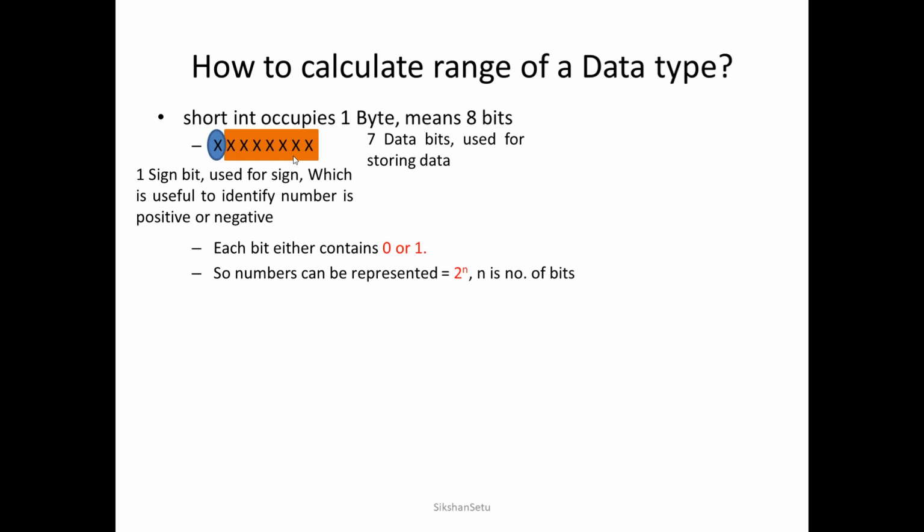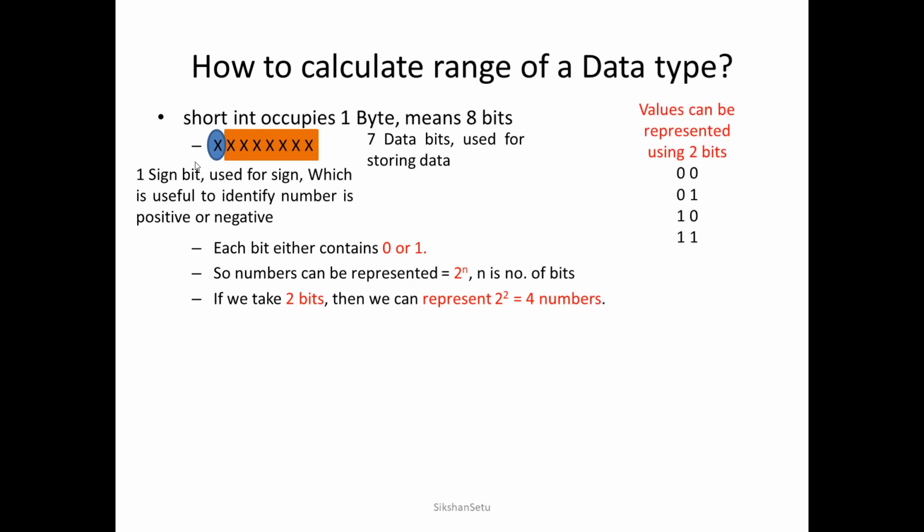The equation we have is 2 raised to n, where n is the number of bits. If we have 2 bits, we can handle 2 raised to 2, which means 4 numbers. How? Let's take an example. Since we have taken 2 bits and each bit is either 0 or 1.